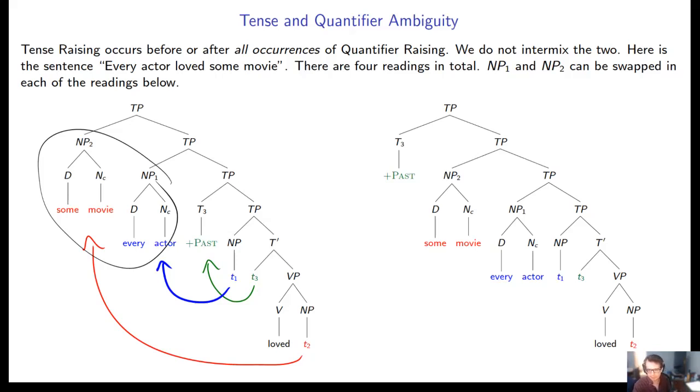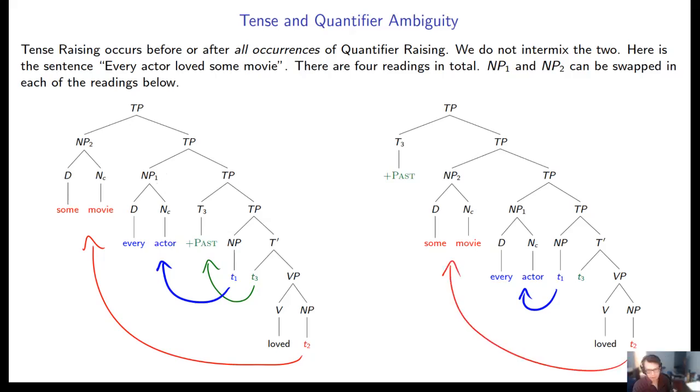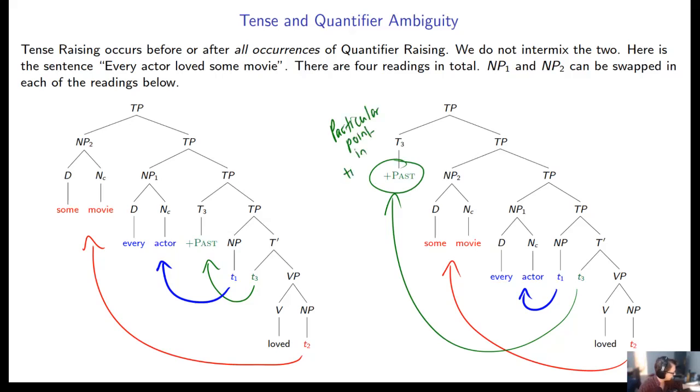The alternative with tense is first the quantifiers move. So first we could have every actor move up, then we could have some movie move up. So first we could do quantifier raising, and then after all that, we could have tense move up to the higher position. So this would be the particular point in time reading. So there's a particular point in time where every actor loves some movie in the past.